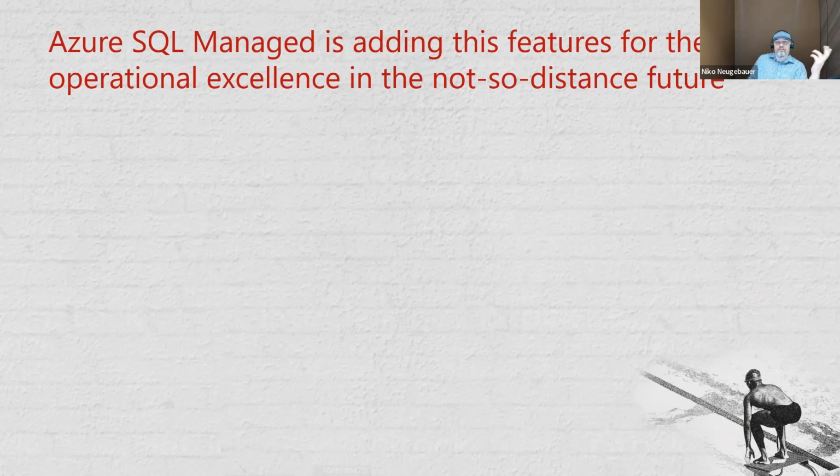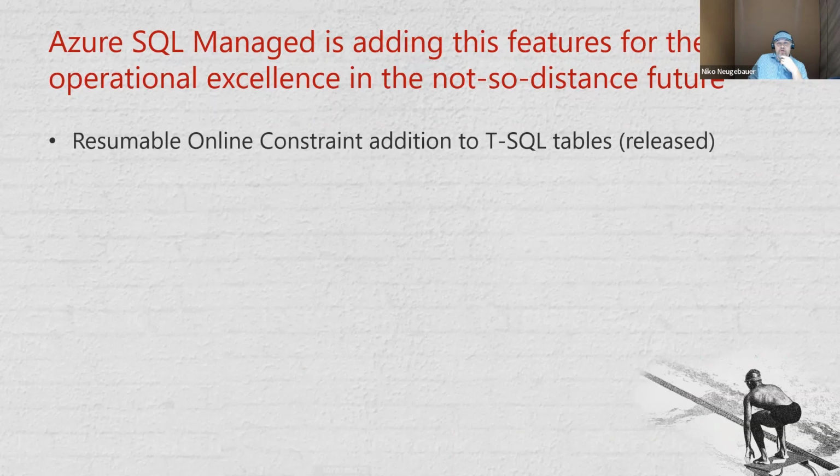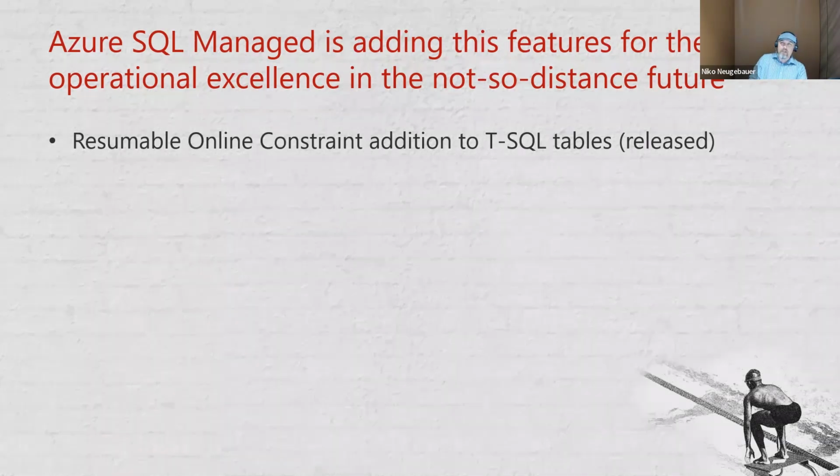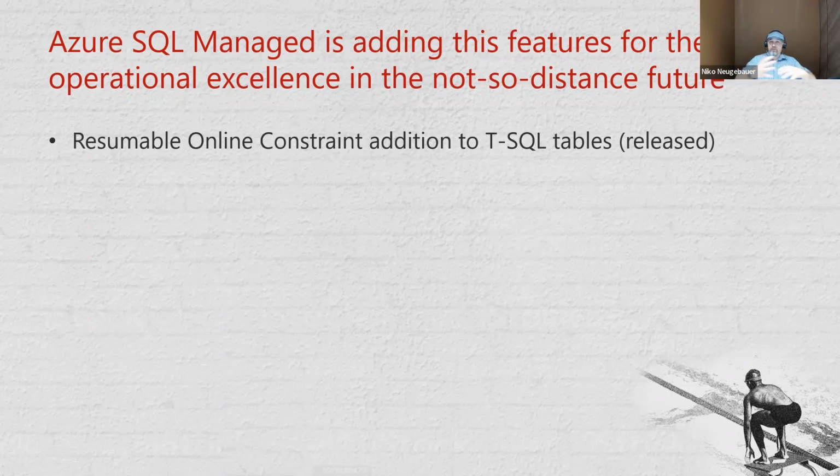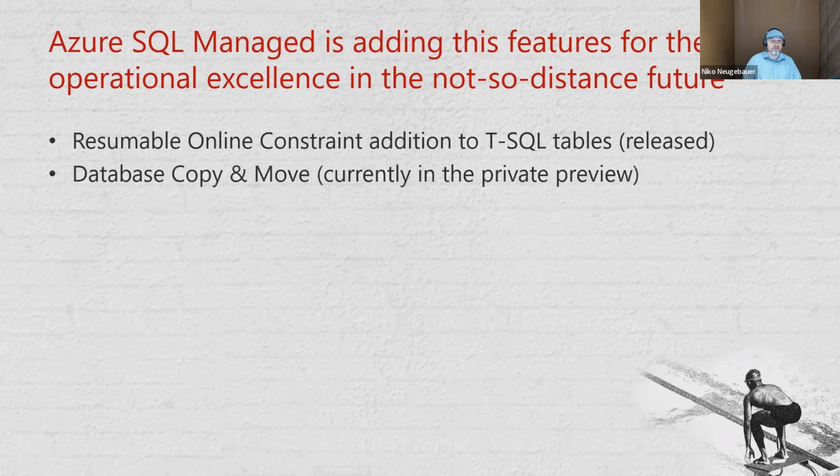We are adding a couple of very exciting features for operational excellence. We have just announced yesterday the resumable online constraint addition. When you create a table and need to add a constraint to it, let's say a primary key, typically it will block all the workload and access to this table with an exclusive lock. But now, as of today, in preview, you can create a constraint which will be built in the background, and you can suspend it and then resume, just like building or rebuilding indexes.